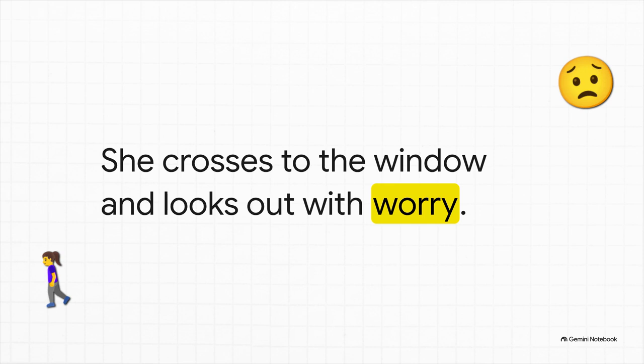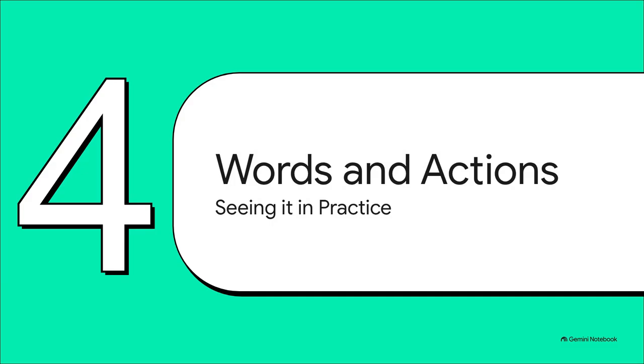She looks out with worry. It doesn't say she looks out happily or just casually. That one little italicized sentence completely changes how the actor plays the scene and, frankly, how the audience feels while watching it. Which brings us to part 4, words and actions together.